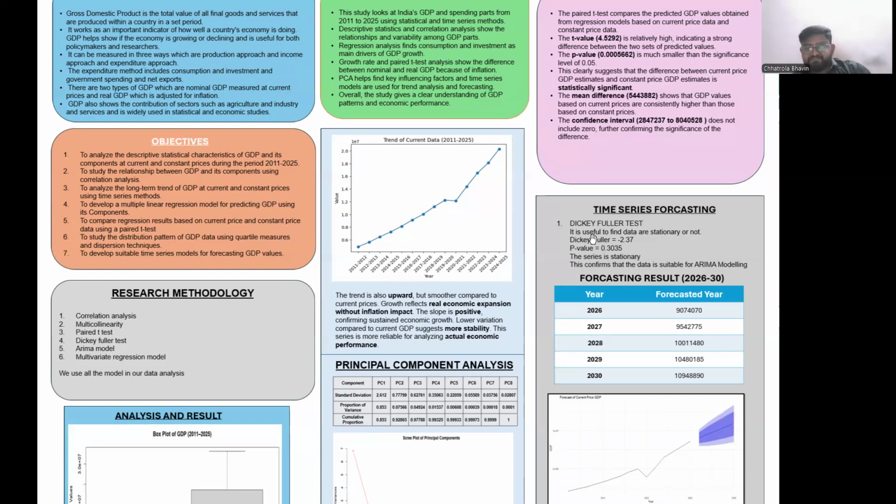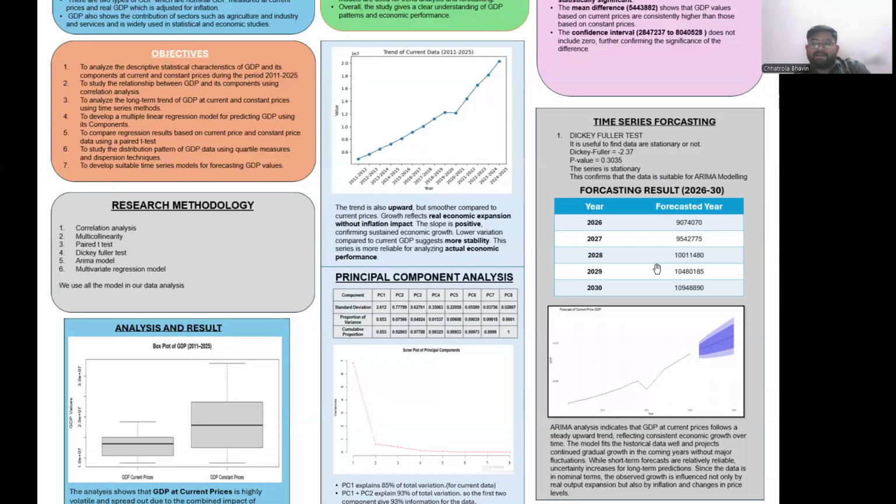This is a Dickey-Fuller test. It is useful to find whether the data are stationary or not. The p-value is 0.3035, greater than 0.05. This confirms that the data is suitable for ARIMA modeling.